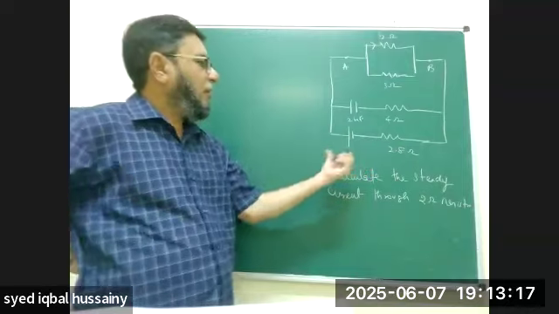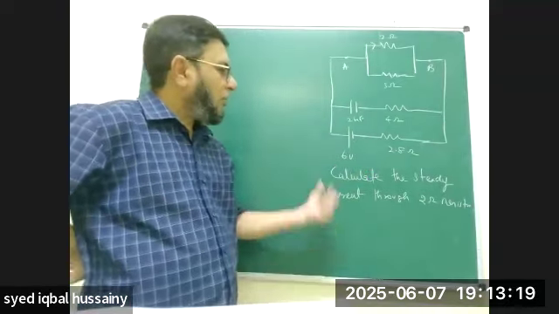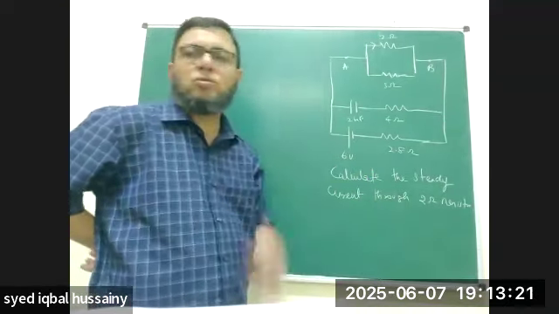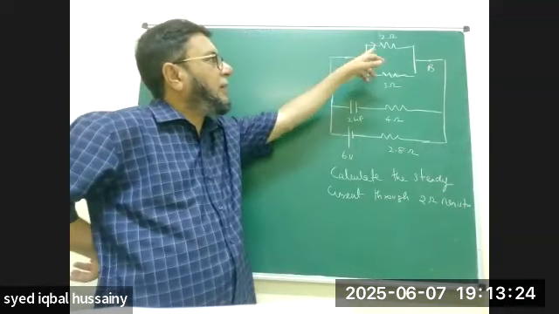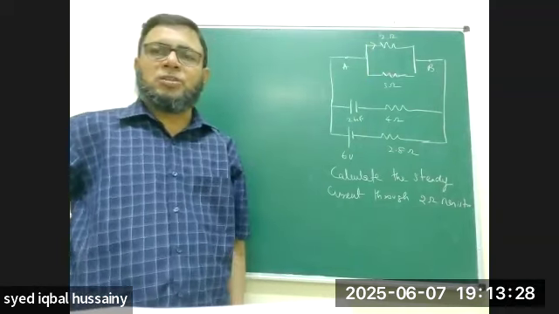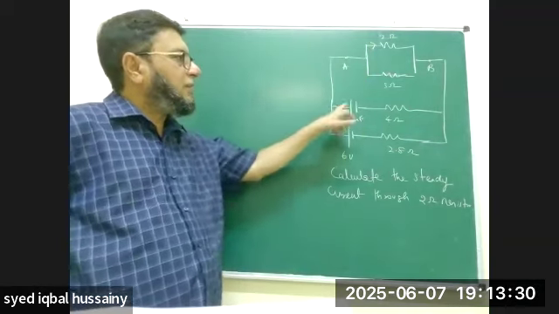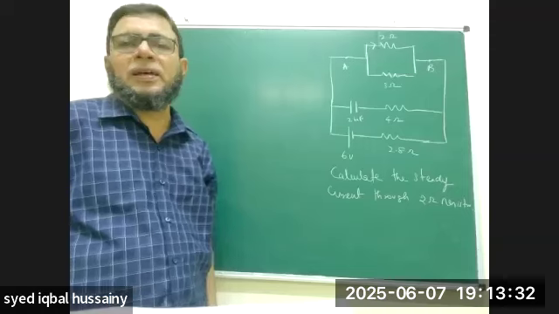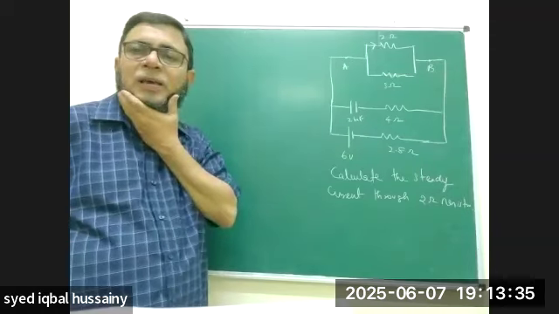So 2.8 ohm and a 6 volt battery is there. Calculate the steady current through the 2 ohm resistor. Now they are asking: what is the current in this 2 ohm resistor alone? That's the question. The first thing is, seeing the capacitor, the children are getting scared. Is this in series or in parallel?